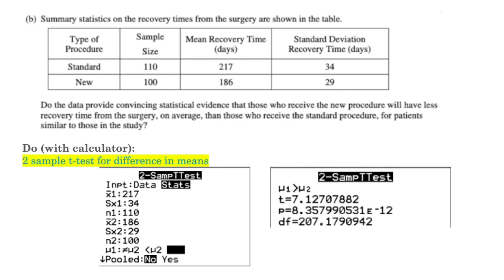We get an even smaller p-value here. We get 8.358 times 10 to the negative 12. So this is definitely a significant result. Now, why did we get a different p-value? Well, it's because of the way the calculator calculates degrees of freedom, as you can see, they have 207.179. They use a much more complex formula to calculate degrees of freedom when you have two independent samples. But for our purposes, we come to the same conclusion. So on the AP, they would accept either answer.